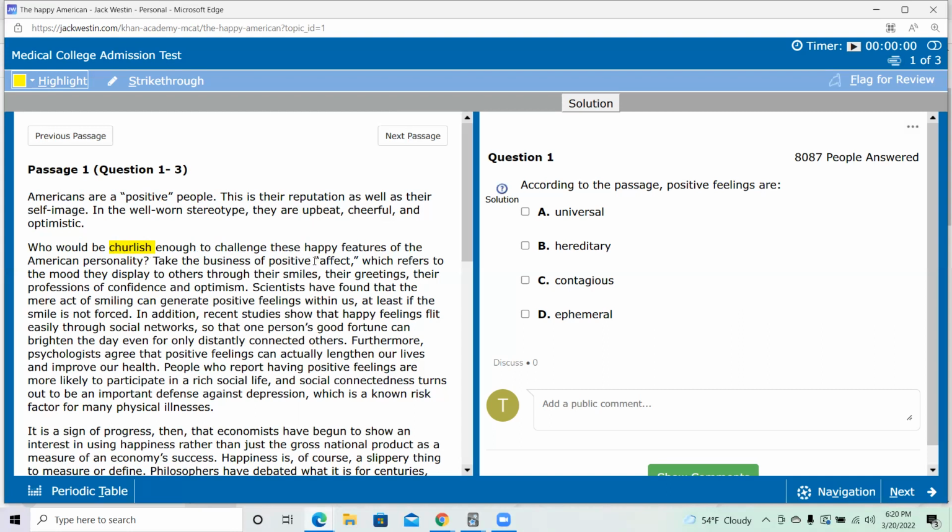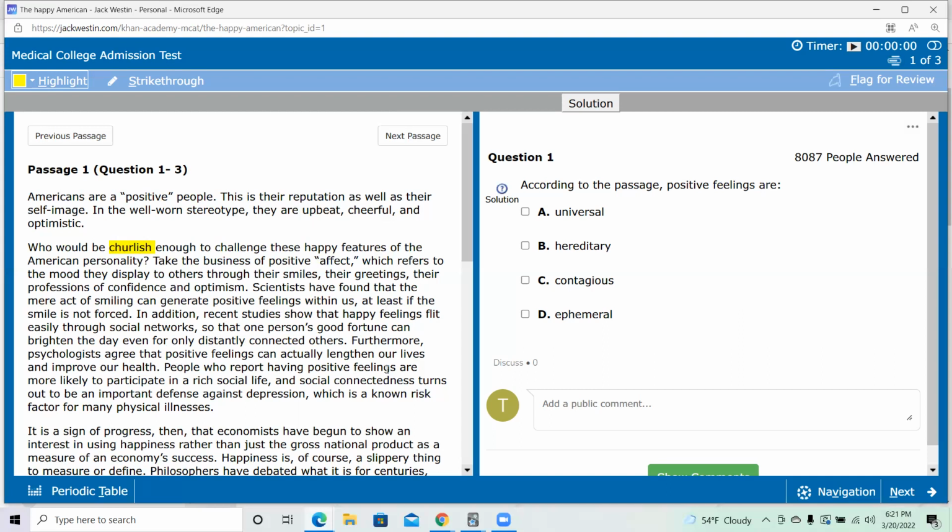So okay, who would be churlish enough to challenge these happy features of the American personality? Take the business of positive affect, which refers to the mood they display to others through their smiles, their greetings, their professions of confidence and optimism. Scientists have found that the mere act of smiling can generate positive feelings within us, at least if the smile is not forced. In addition, recent studies show that happy feelings flit easily through social networks, so that one person's good fortune can brighten the day, even for only distantly connected others. Furthermore, psychologists agree that positive feelings can actually lengthen our lives and improve our health.